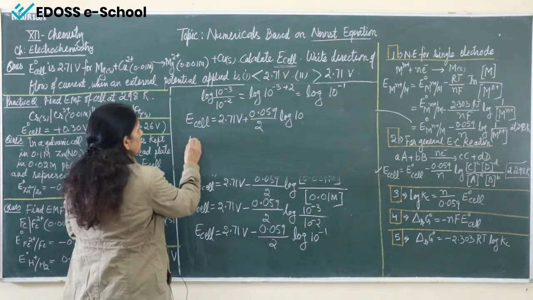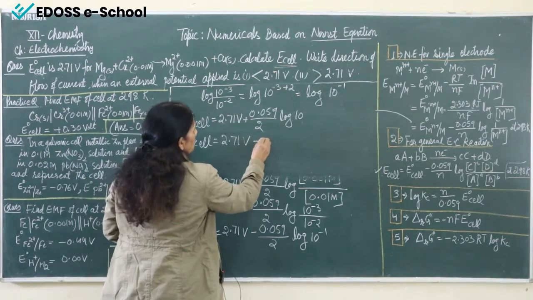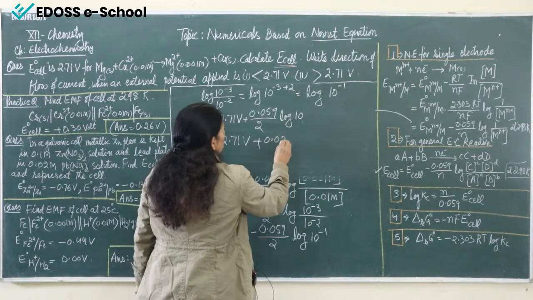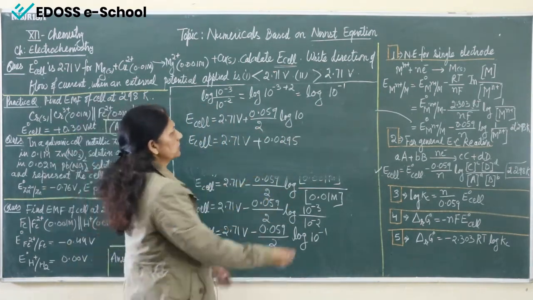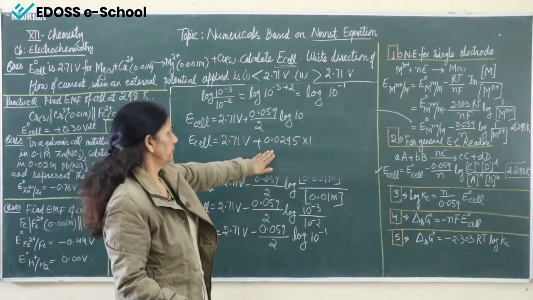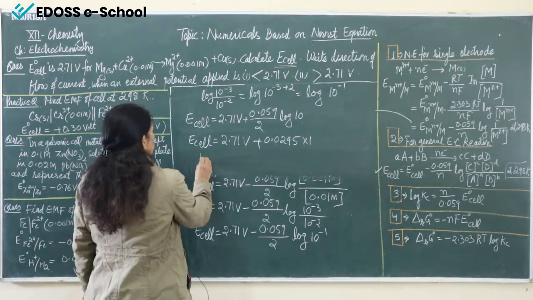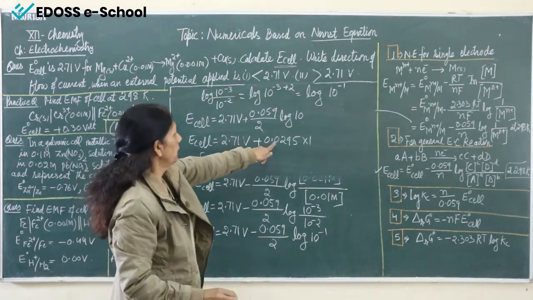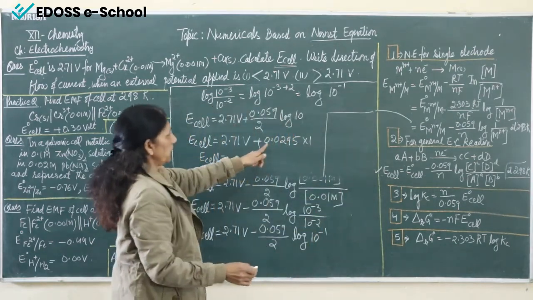Now, E of the cell is equal to 2.71 volt plus, you can divide it. So this will be 0.0295 and log 10 we know is equal to 1. So this is multiplied by 1, or it can be just 1. So the same value will be here. Now you can calculate this. So E of the cell, we can find it out. This is 2.71 and here we will add it now. While adding also we have to take a lot of care.